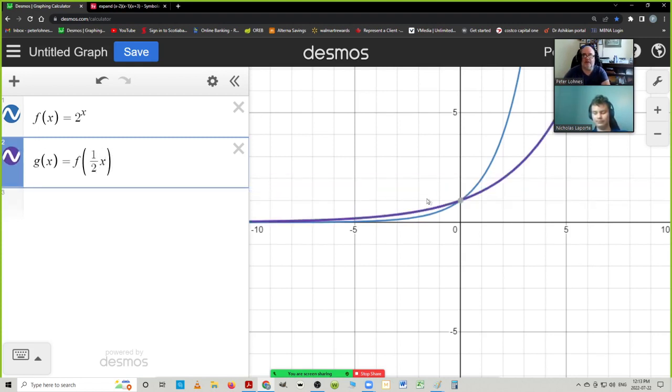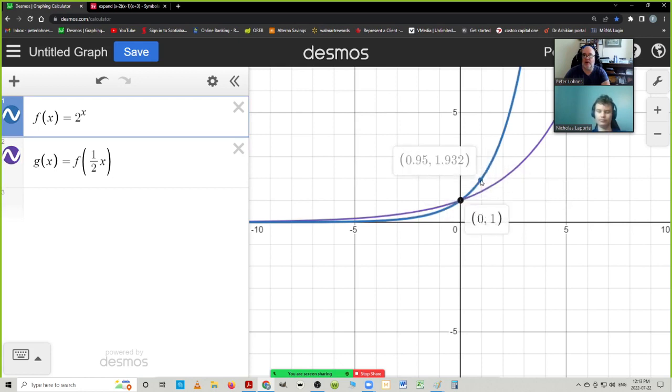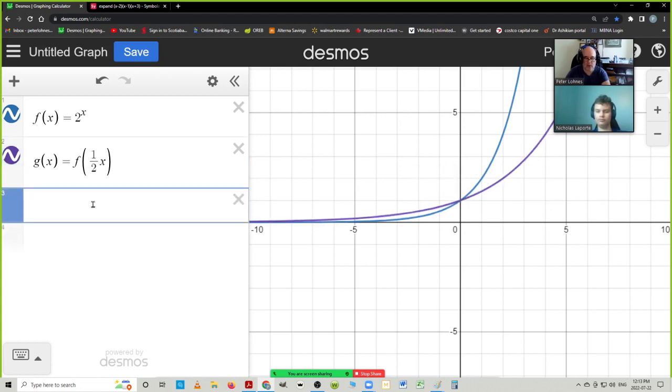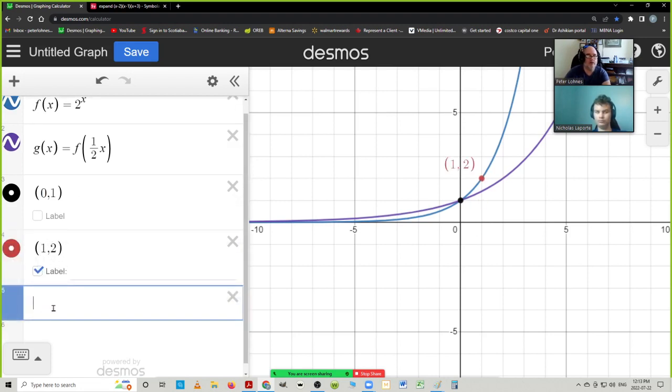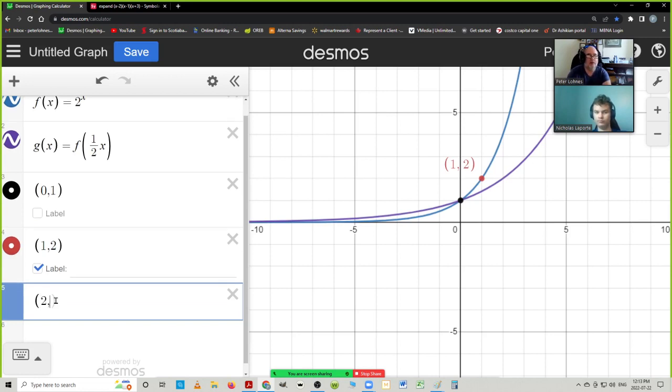It should do it for me. So there we know 0,1 stayed the same. And let's find out where 1 is. Look, this one is 1 comma 2 up here, and this one on the parent graph is here. We'll do 1 comma 1. We'll do 0 comma 1 to show that they share that point. 1 comma 2 to show you on the new graph, on the original. And 2 comma 2 to show you the transformation.